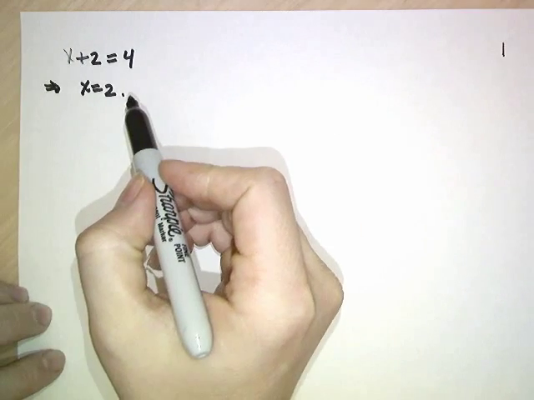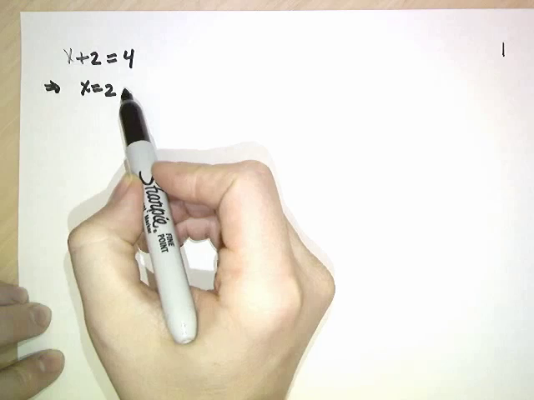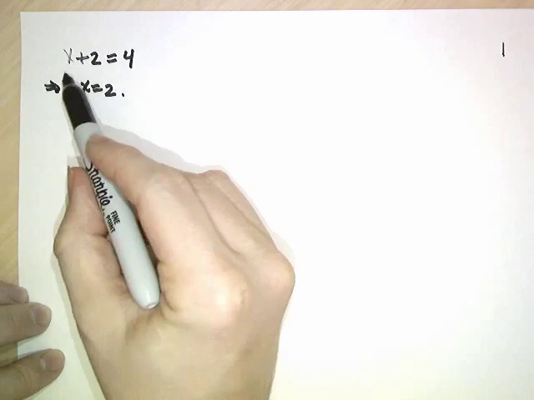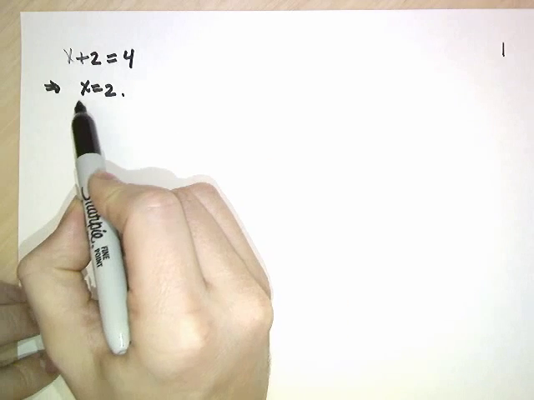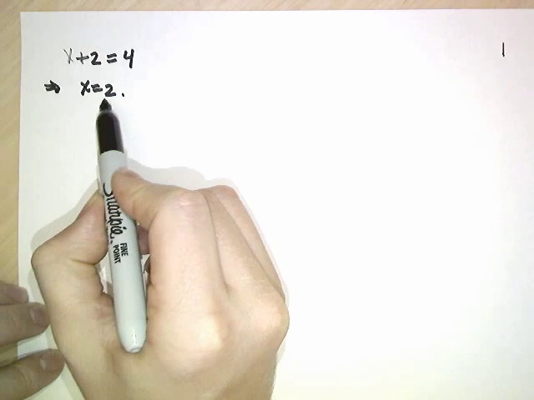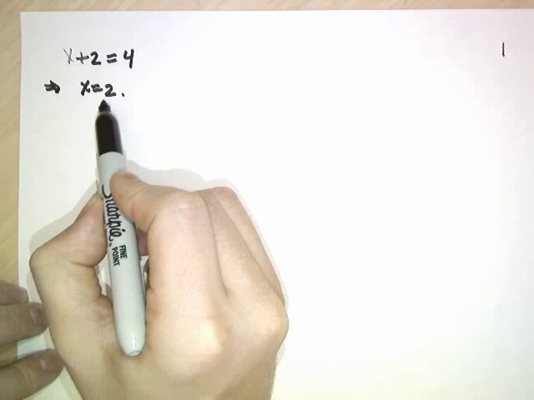One of the most important problems in math that I'm sure you're familiar with is solving equations. So for example, here's a simple equation, x plus 2 equals 4, and just by subtracting 2 from both sides, it implies that x equals 2.